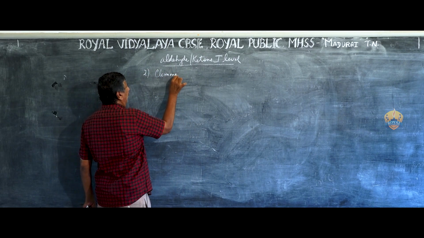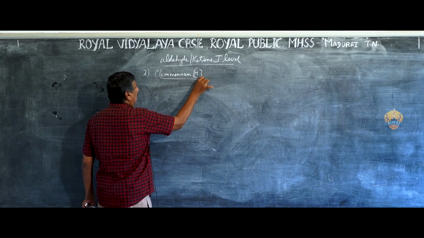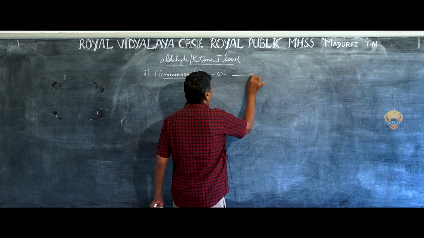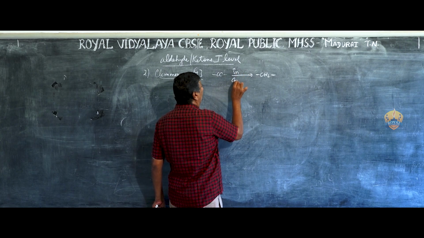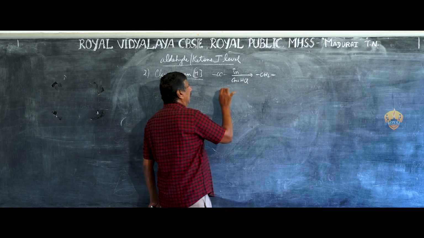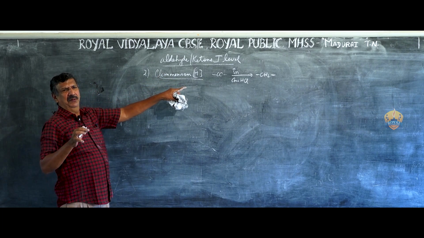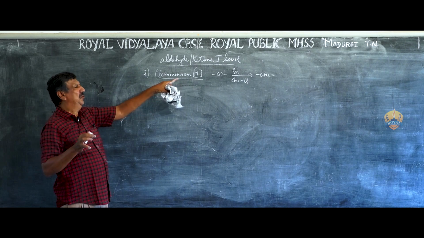So, okay. Next one, you are going to see Clemmensen reduction. Clemmensen reduction. What does it say? It converts CO into CH2 using zinc amalgam and concentrated HCl. Okay. First, you understand this one. What do you find out? It converts CO into CH2.